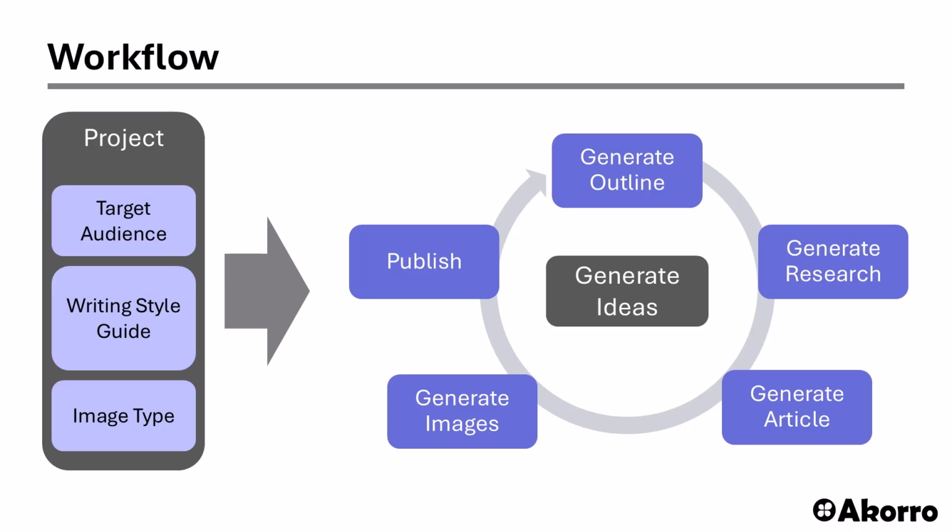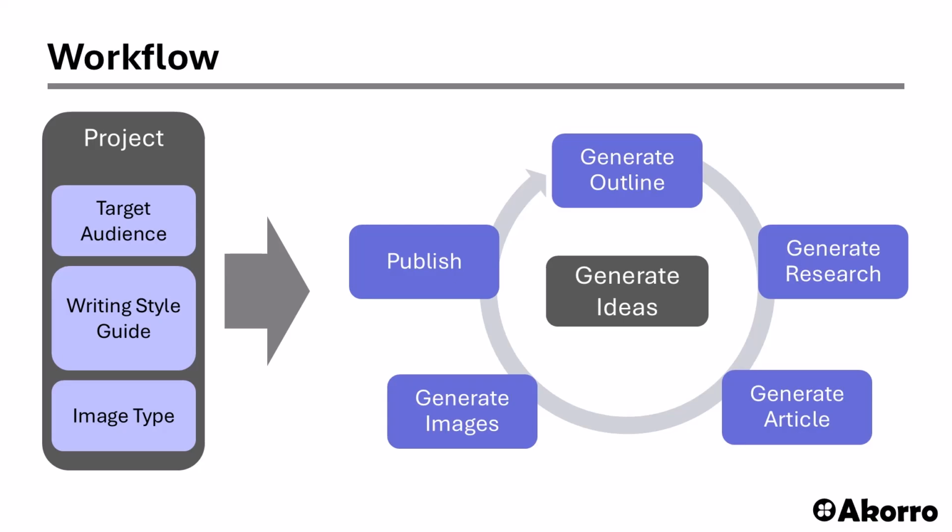The first is target audience, where we will configure who the readers are for our articles. Next, we have the writing style guide. This tells Akorro what writing rules to apply to our articles. And finally, image, where I can configure the image style to generate from my article featured images.